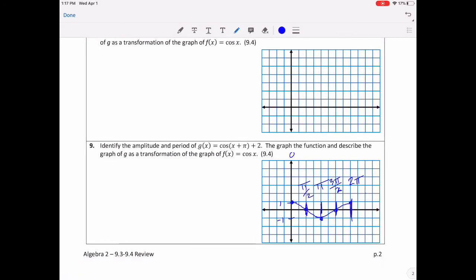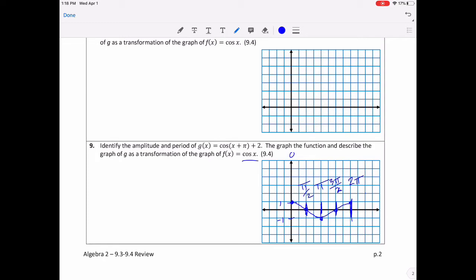Okay guys, let's look at our last one here, number 9. Identify the amplitude and period and describe it as a transformation of our parent, f of x equals the cosine of x. And notice I've graphed here f of x equals the cosine of x. It's got an amplitude of 1. Again, it starts not at 0, 0 like sine x would. It starts at 0, 1 at a peak, and then goes down to the trough by pi, and then up to the peak again at 2 pi.